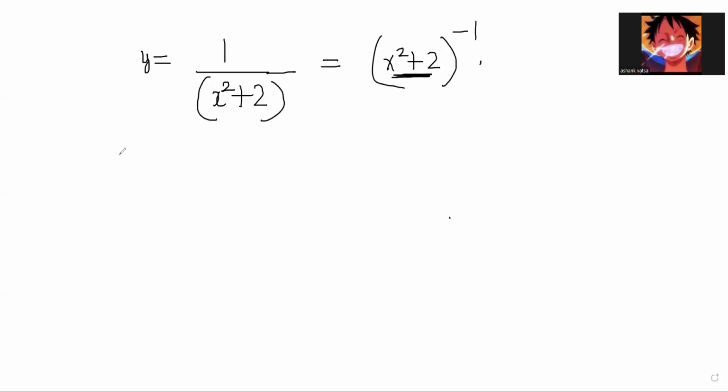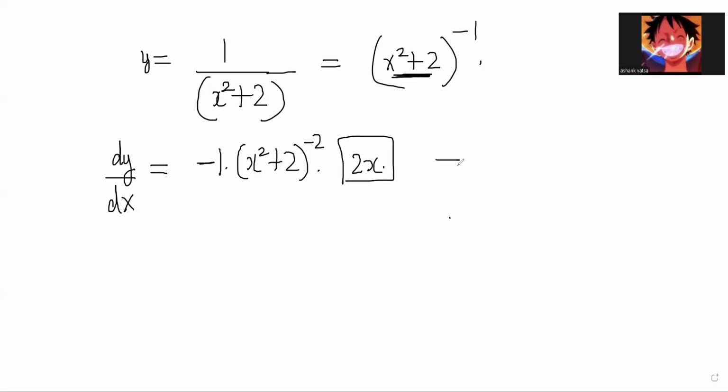So बताओ डेरिवेटिव कैसे करोगे? चेन रूल से करो. Sir, आउटर फंक्शन का minus 2x by x square plus 2 whole square. ऐसे, right? First we do the power rule, right? And then we differentiate the inside stuff, right? So this becomes minus 2x by x square plus 2 whole square, correct? Are you understanding what I'm saying?